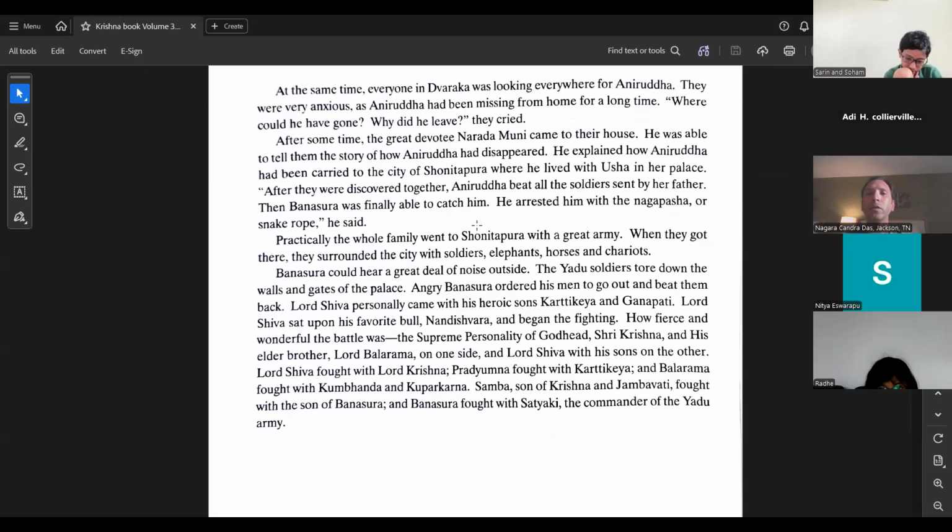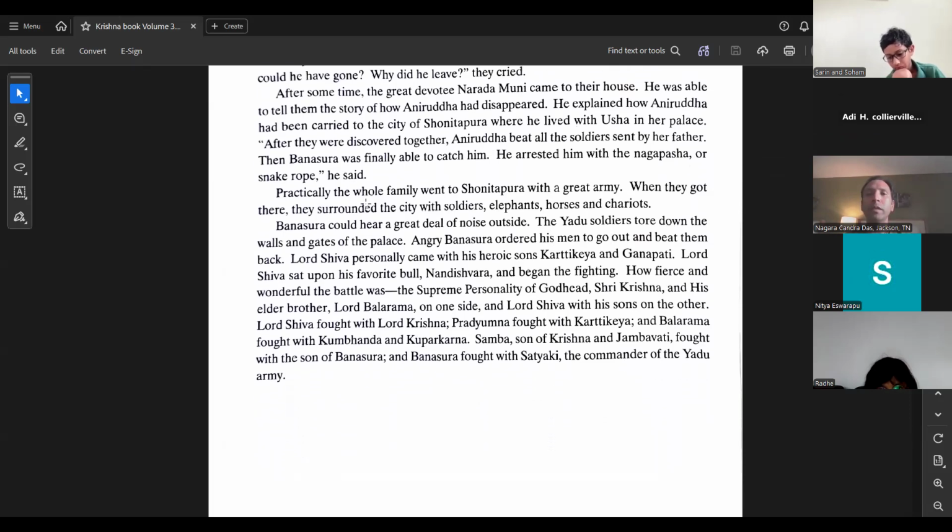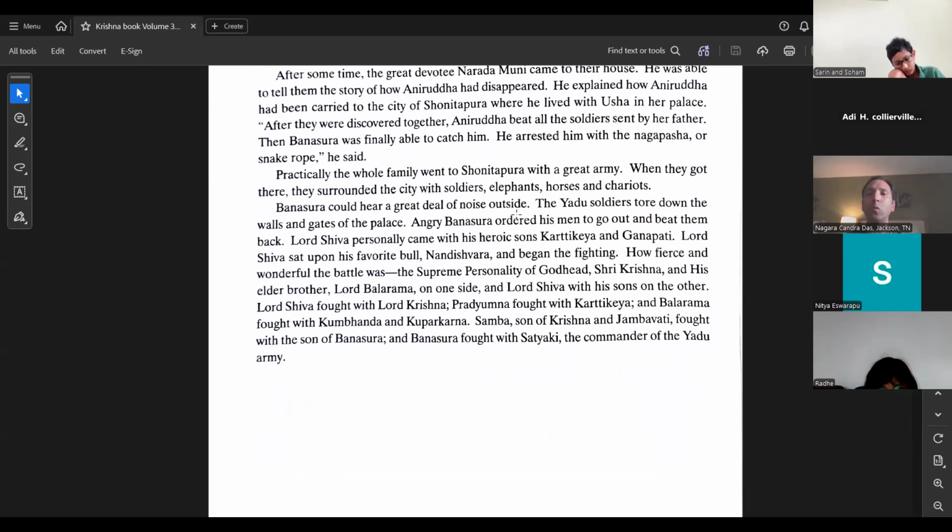He explained how Aniruddha had been carried to the city of Shanitapura, where he lived with Usha in her palace. After they were discovered together, Aniruddha beat all the soldiers sent by the father. Then Banasura was finally able to catch him. He arrested him with a nagpash, or snake rope. Practically the whole family went to Shanitapura with a great army. When they got there, they surrounded the city with soldiers, elephants, horses, and chariots.